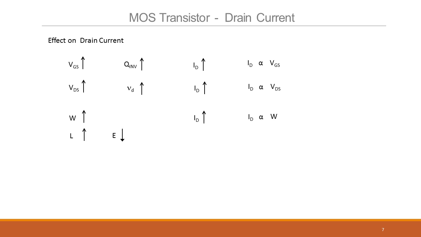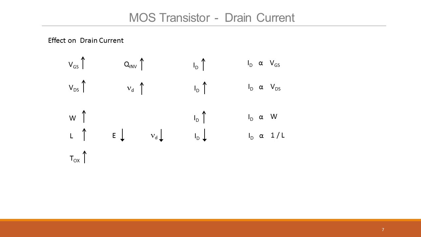If length increases, on the other hand, the field reduces because the length has increased. The potential is now dropped across a larger length, so the field is reduced. So the drift velocity reduces, and the current reduces. So ID is proportional to 1 by L.